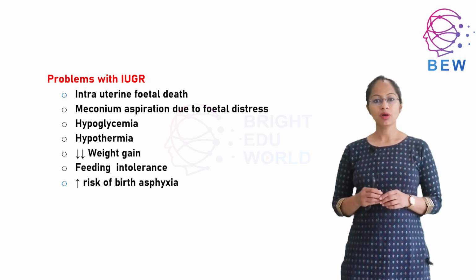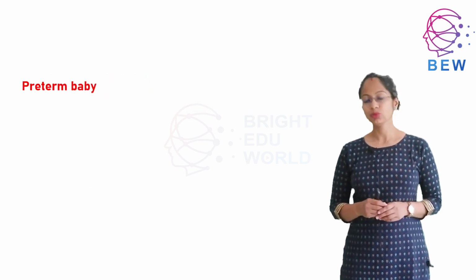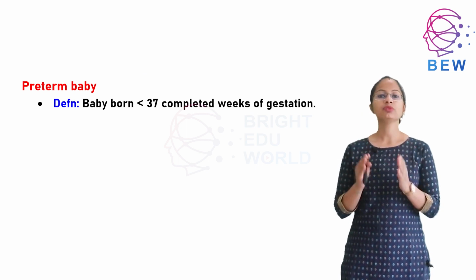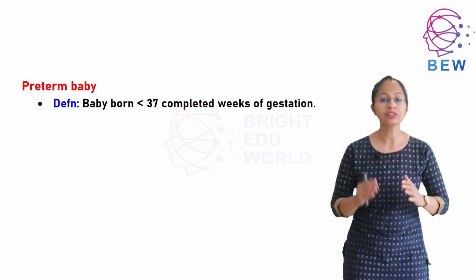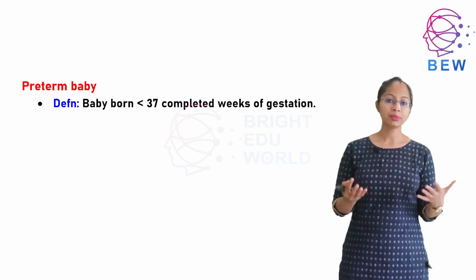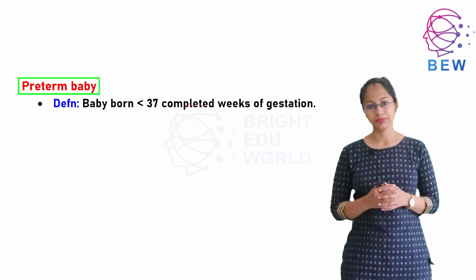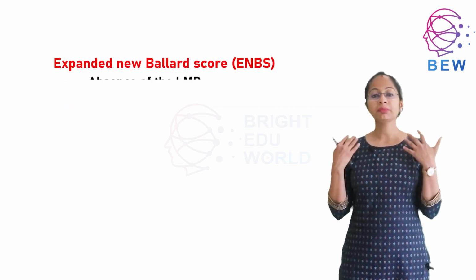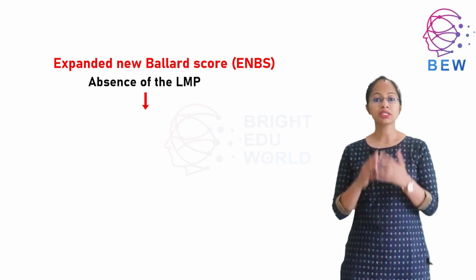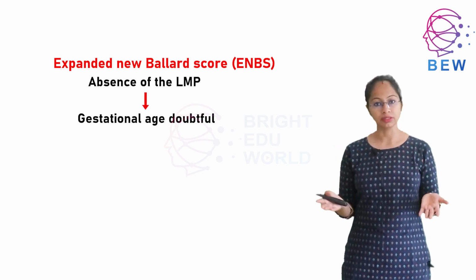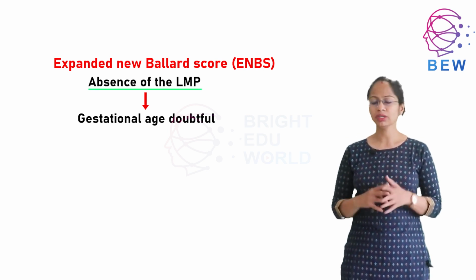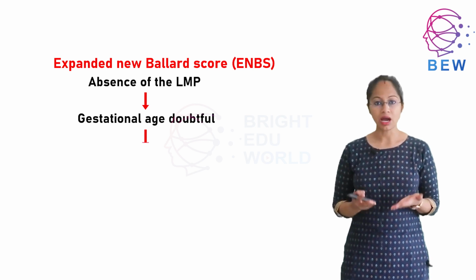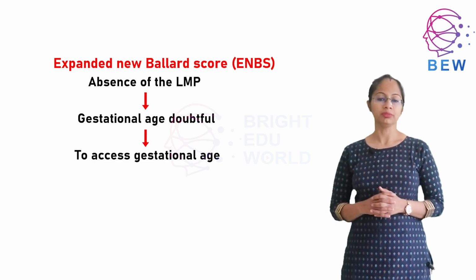Now we will talk about preterm babies. I told you that a preterm baby is any baby born before 37 completed weeks of gestation. Now assume the baby is born, but the gestational age is not known to the mother. The mother does not remember the LMP and you don't know the gestational age of the baby. In that case, how do we assess the gestational age of the baby?